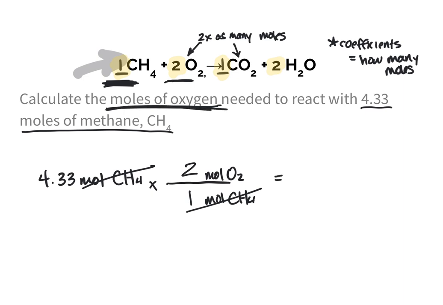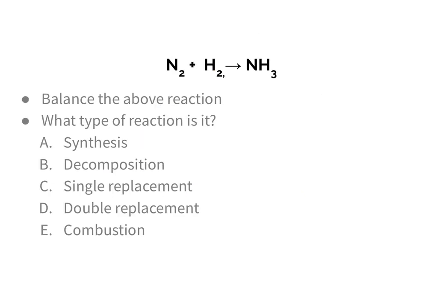So what this means is I need 8.66 moles of O2 if I want to react 4.33 moles of methane. So I'm literally just using the coefficients in the balanced chemical equation, and then I'm just multiplying or dividing it. So let's look at this next example.